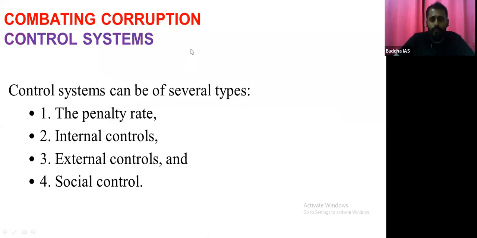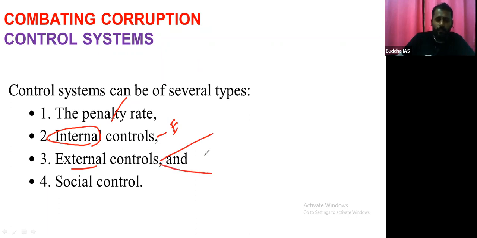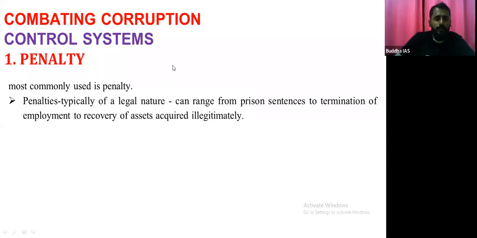So in control systems, generally we have got four. One is penalty and another is internal control, means within the executive. The second is external. In external control, we'll be studying two important things. They are audit and judiciary. Afterwards, we'll see how social control can curtail corruption. Having said that, let's begin.